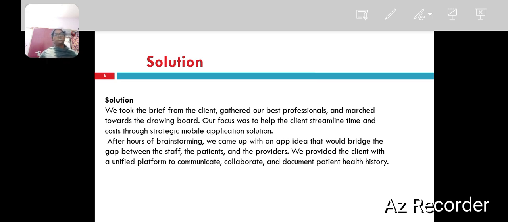The headline: start with a catchy and relevant headline that grabs the attention. The overview: provide an overview of the case study, including the client, project, and overall challenges.